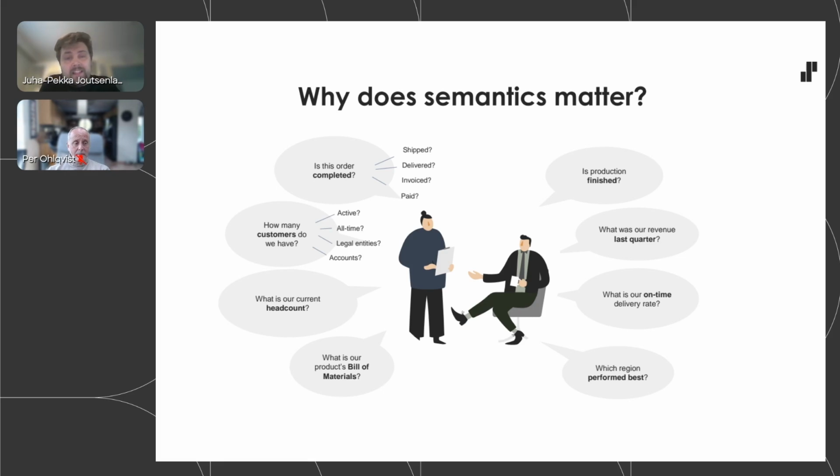Or second example, how many customers do we have? Are we talking about the active customers, our all-time customers, only the legal entities, or all the accounts we have in our CRM system, for example? So there's a lot of these little devilish details that often cause a lot of headache for us.